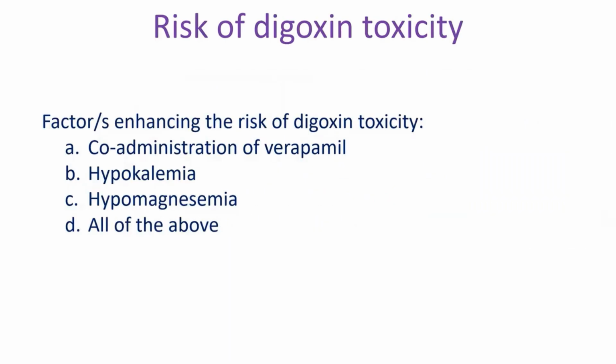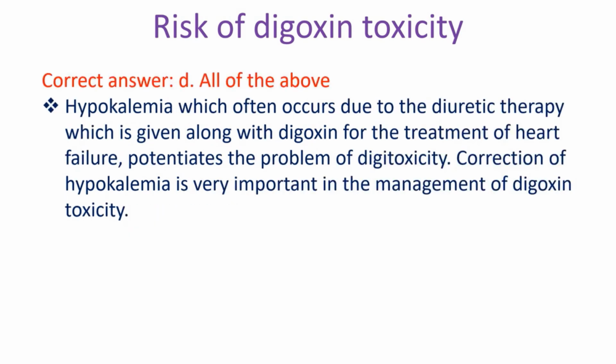Factors enhancing risk of digoxin toxicity. A. Co-administration of verapamil, B. Hypokalemia, C. Hypomagnesemia, D. All of the above. Correct answer D. All of the above. Hypokalemia, which often occurs due to the diuretic therapy which is given along with digoxin for the treatment of heart failure, potentiates the problem of digitoxicity. Correction of hypokalemia is very important in the management of digoxin toxicity.